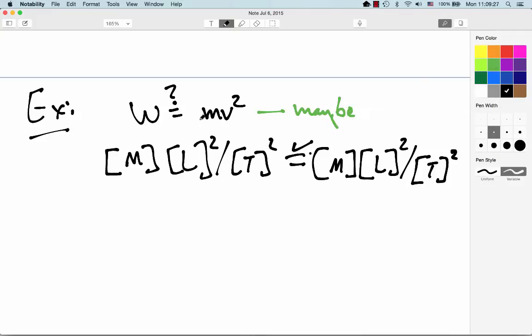If you think about it, this looks like it's 2 times the kinetic energy. So most likely you missed yourself a factor of 1/2 right there. Now, checking the dimensions will never catch that missing 1/2. So in other words, if the dimensions check, that's not a guarantee that you're right. But if the dimensions don't check, that is a guarantee that you're wrong.